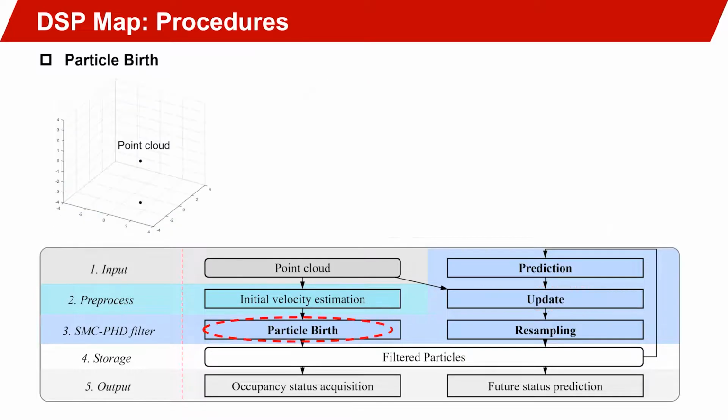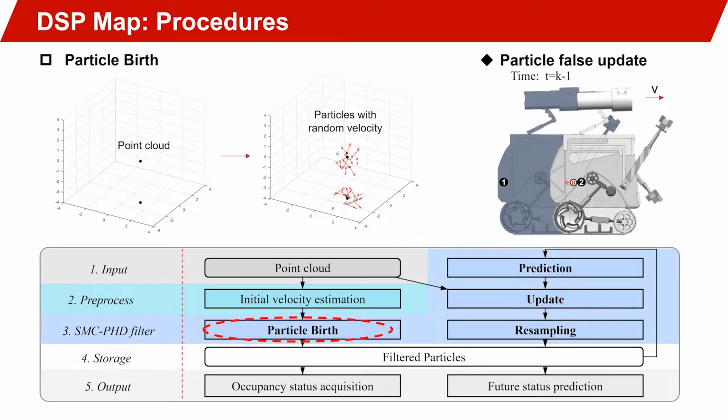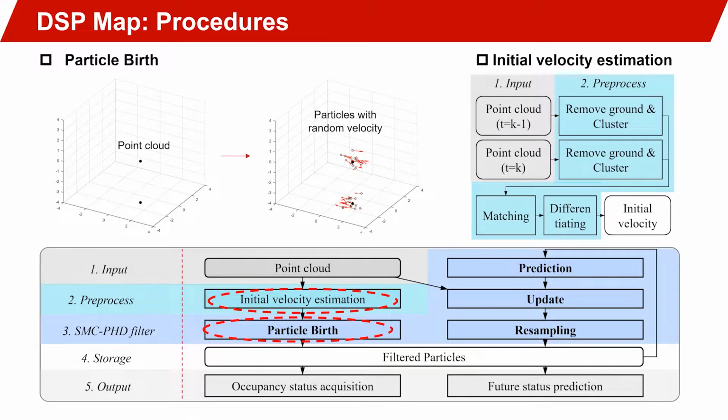In the particle birth procedure, current works generate particles with random velocities, which can cause severe particle false update problems, especially for large-size obstacles. Particles with the wrong velocity can be weighted and cause obvious noise. Thus, we add an initial velocity module by matching obstacles in adjacent frames. Particles are then generated considering Gaussian noise and random noise. To better model static obstacles, a mixture model using static particles is adopted.